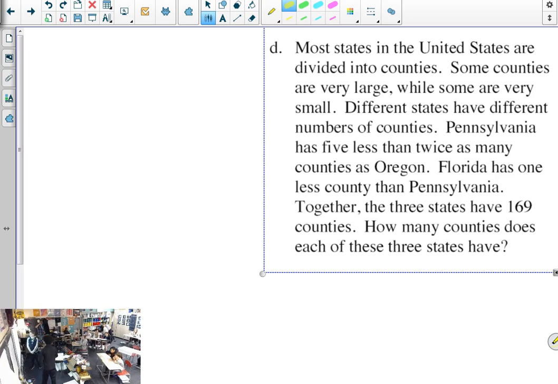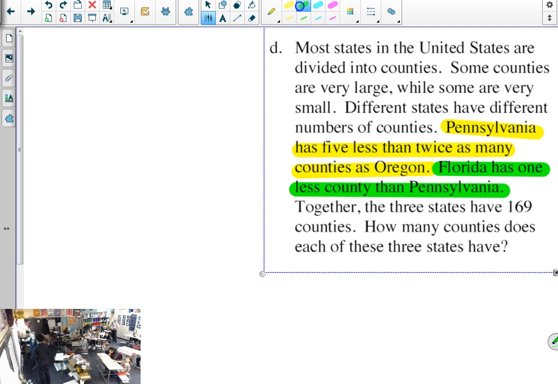Okay, so most states in the United States are divided into counties. Some counties are very large, while some are very small. Different states have different numbers of counties. Pennsylvania has 5 less than twice as many counties as Illinois. Florida has one less county than Pennsylvania. Together, the 3 states have 169 counties. How many counties does each of the 3 states have?